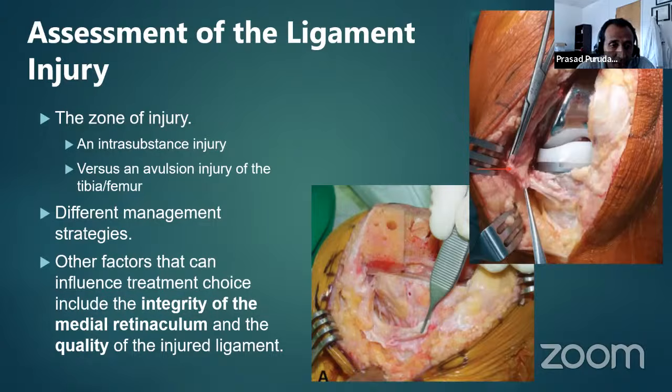We should also evaluate other factors like the integrity of the remaining part of the retinaculum and the quality of the tissues, because they have important consideration regarding the treatment options. So that shows there is a mid-substance injury, a complete tear of the MCL in the mid-substance, and this lower picture shows a complete release from the tibial side.